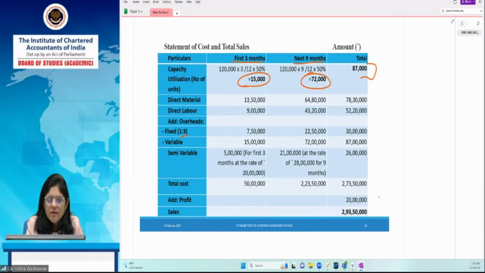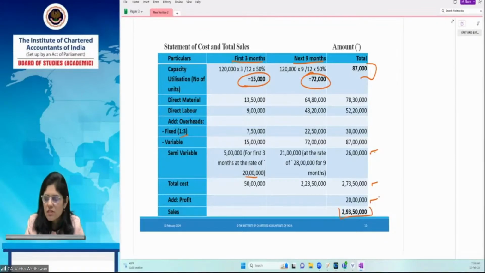Variable are there. Semi-variable, for first 3 months at the rate of 20 lakh, it comes to 5 lakh. And for the next 9 months at the rate of 28 lakh, so it comes to 21 lakh. Total cost is this. We want the profit of 20 lakh. This is our desired profit.